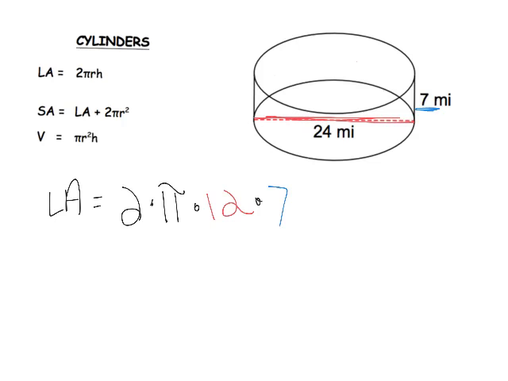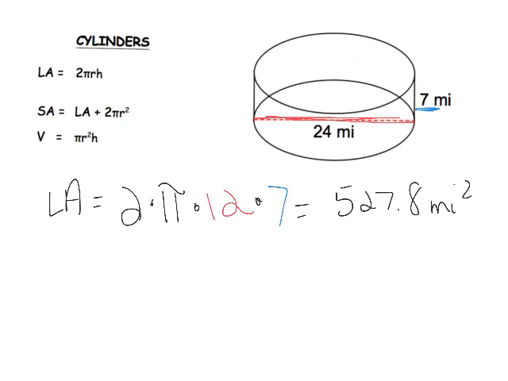Go straight to your calculator. I want you to write it down so that you see it, but then go straight to your calculator. I am going to mine right now as we speak. And 2 times pi times 12 times 7, that is going to be, let's round it to the nearest tenth, 527.8 miles squared. Remember, it is area, so our units are squared.